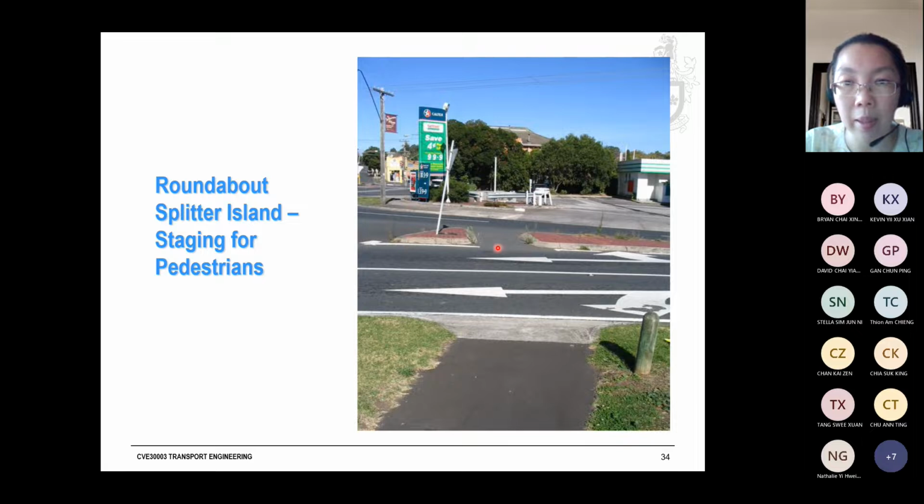Some roundabouts have a splitter island, but they open up the splitter island so it helps pedestrians to cross more easily. Because let's say the pedestrians may be in a wheelchair, or they may have some trolleys with them, then this kind of crossing will help them to cross more easily.